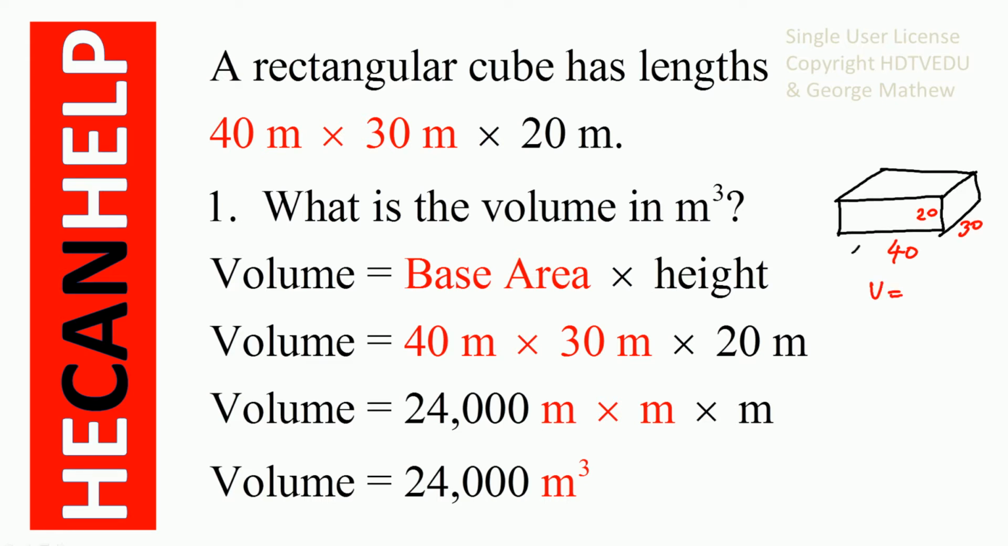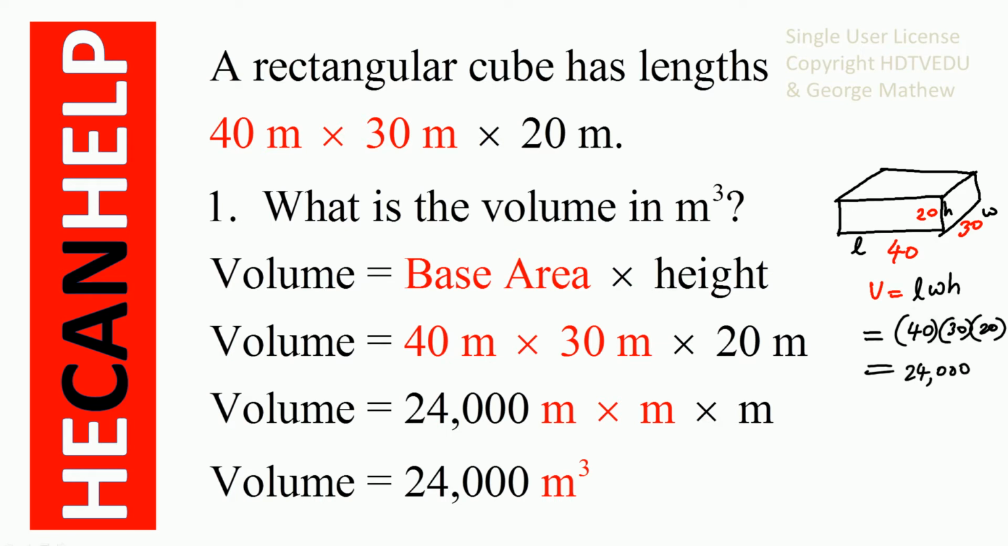Let's assume this is length. Let's assume this is width. And let's assume that this is the height. So volume is length times width times height. So what do we get? 40 times 30 times 20. 40 times 30 is 1200. 1200 times 20 is 24,000.